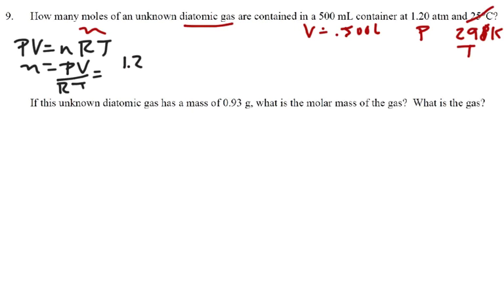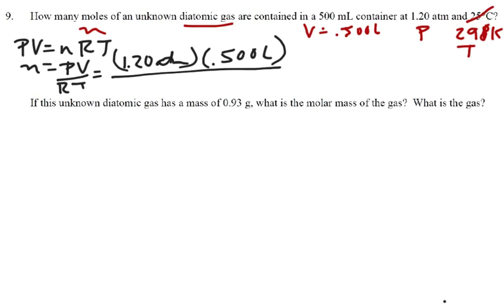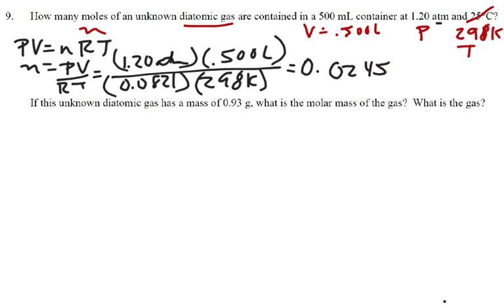Pressure is 1.2 atmospheres. Volume is 0.5 liters. R, because we're using atmospheres, R is 0.0821. And temperature 298 Kelvin. Taking out the calculator, we're going to find out that is 0.0245 moles. That's the first part of the problem.